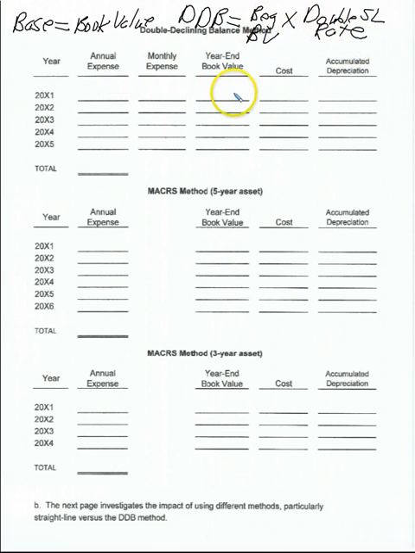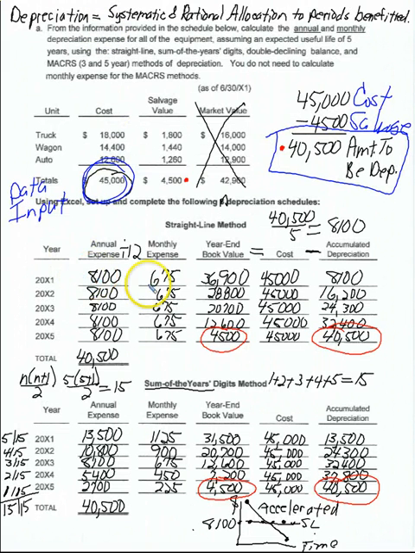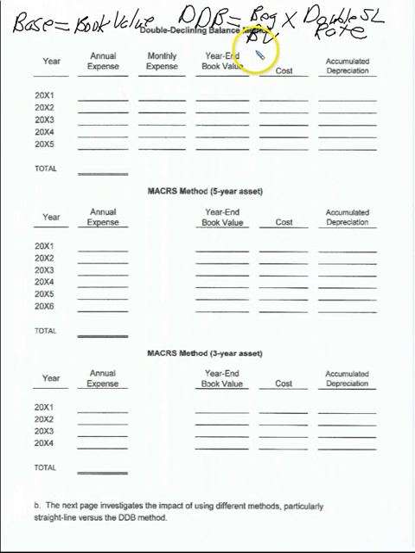So for year one, what's its book value? Well, on January 1, we would have cost. There is no depreciation yet at the beginning of the first year, right? We have no depreciation. So book value at the beginning is $45,000. For year one, beginning book value is just going to be cost, $45,000. There's no accumulated depreciation at the beginning.